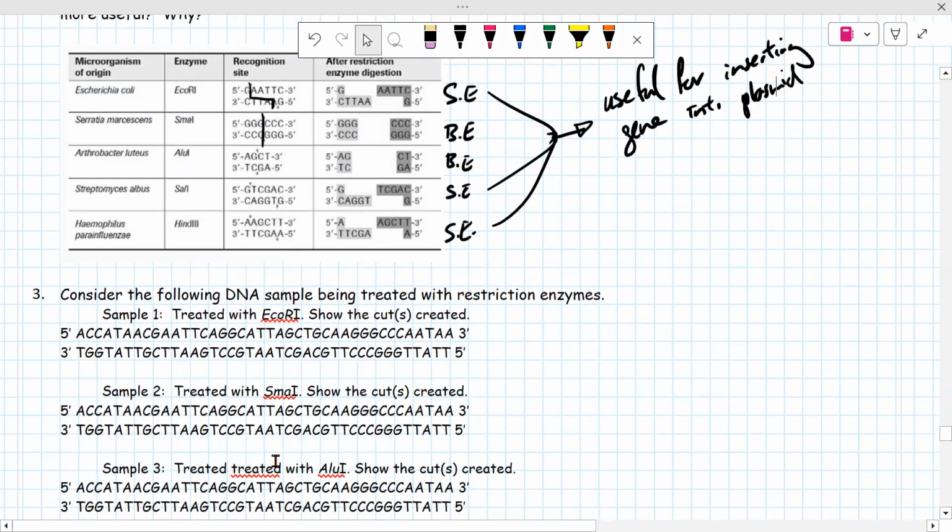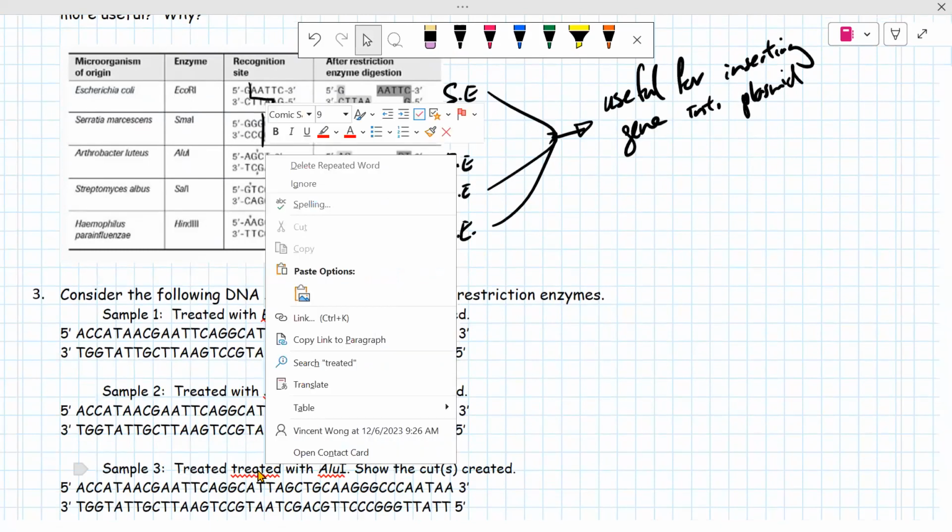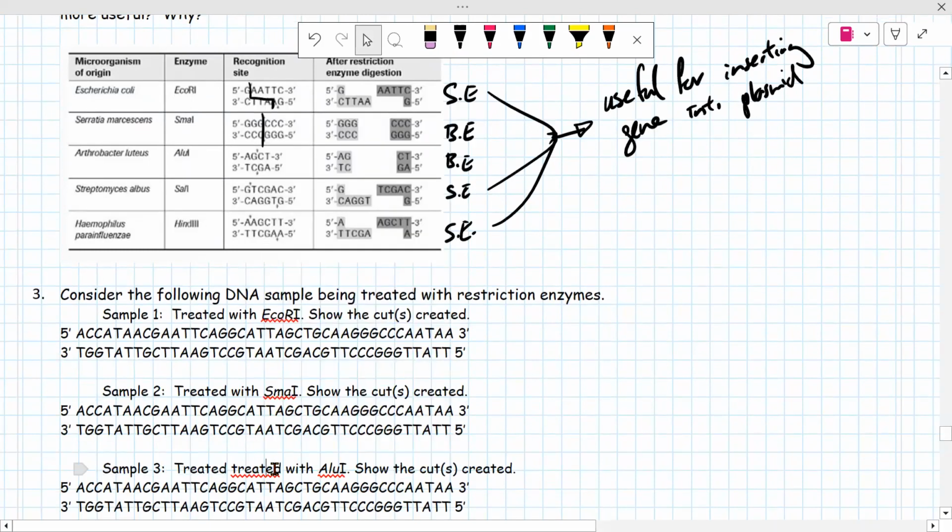So over here, consider the following DNA sample, and we're cutting it with EcoRI. EcoRI is GAATTC. I will always give you the table if you need to use it. So we just look for GAATTC, which is right here. It's one cut. And I don't see anything else. That's all.